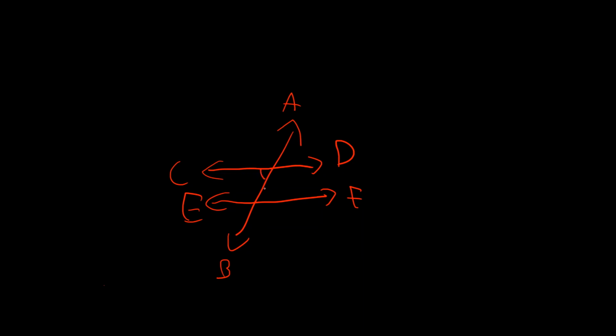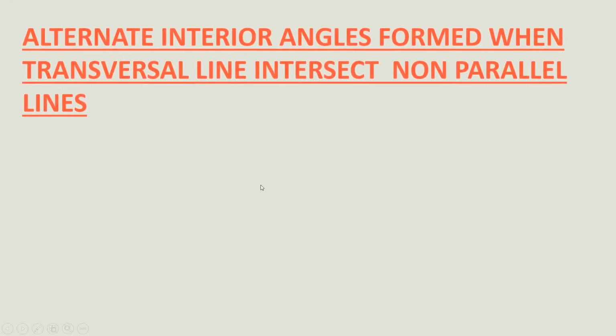This angle and this angle are alternate interior angles because they are both inside the parallel lines and on the opposite side of the transversal line. This angle and this angle are also alternate interior angles because they are inside the parallel lines and on opposite sides of the transversal line. Now let's see alternate interior angles formed when a transversal line intersects non-parallel lines.